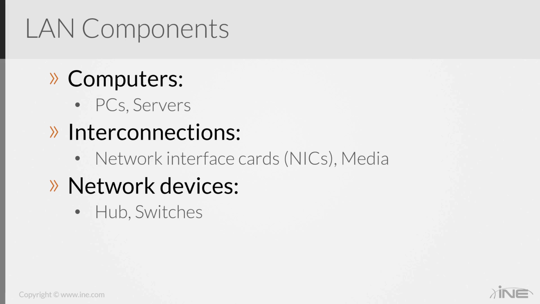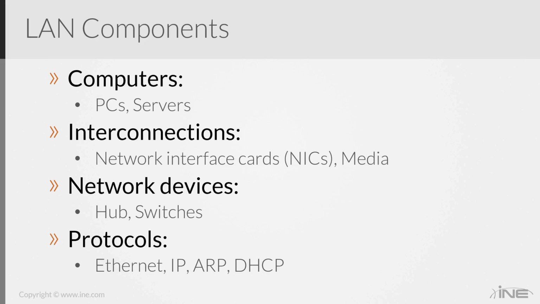You have network devices such as hubs and switches. Also routers, access points, repeaters. Those are all devices that could potentially be a network device. You have protocols: Ethernet, IP, ARP, DHCP. Ethernet, IP, ARP, and DHCP are all examples of routed protocols.